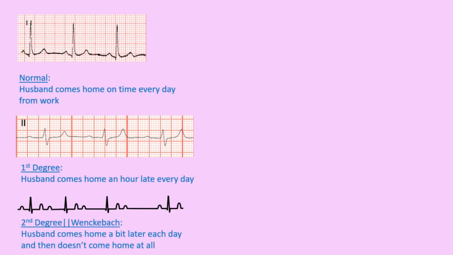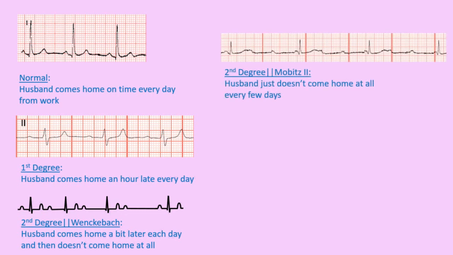In a second degree Wenckebach type of heart block, the husband starts to come home just a little bit later every single day. So first day he comes home at 5, and then at 6, and then at 7, and at some point he just doesn't come home at all. And that's where you have your dropped beat. In a Mobitz 2 type of heart block, the husband just doesn't come home at all, randomly, every couple of days.